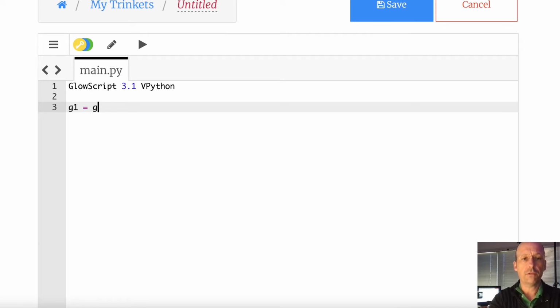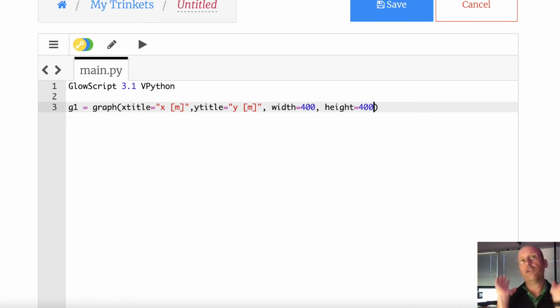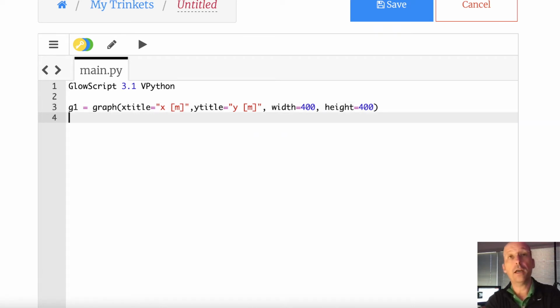G1 equals graph, x title equals x in meters. I'm going to plot a trajectory. Y title equals y in meters. And I did this before. I'm going to say width equals 400, height equals 400, because I want to plot an x versus y trajectory so we can see the thing moving down. And now we're going to plot a curve, f1 equals gcurve, and this will just be tracing x versus y. I didn't write it in the paper, but we'll have to calculate that. And color equals color.blue. Let's put a dot there too. Dot equals true.